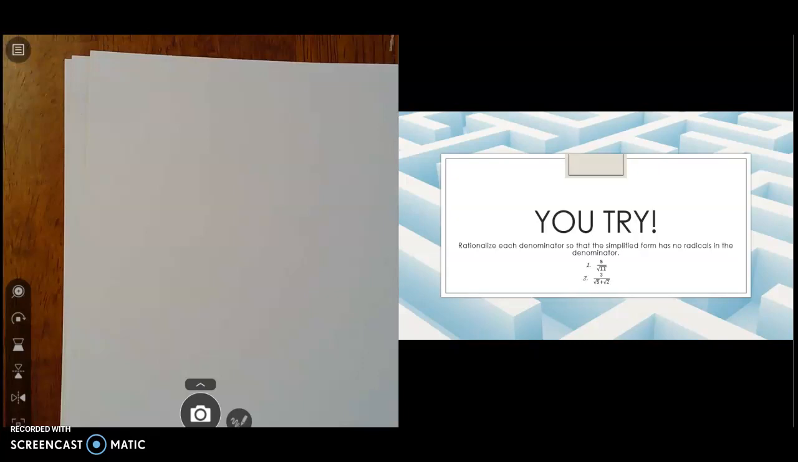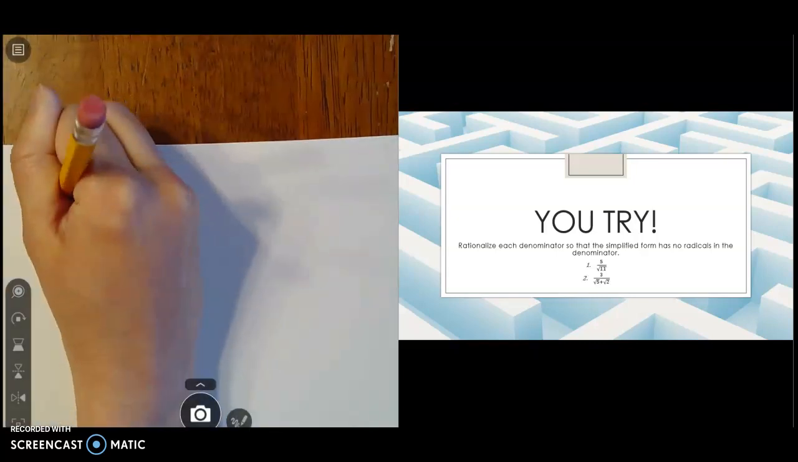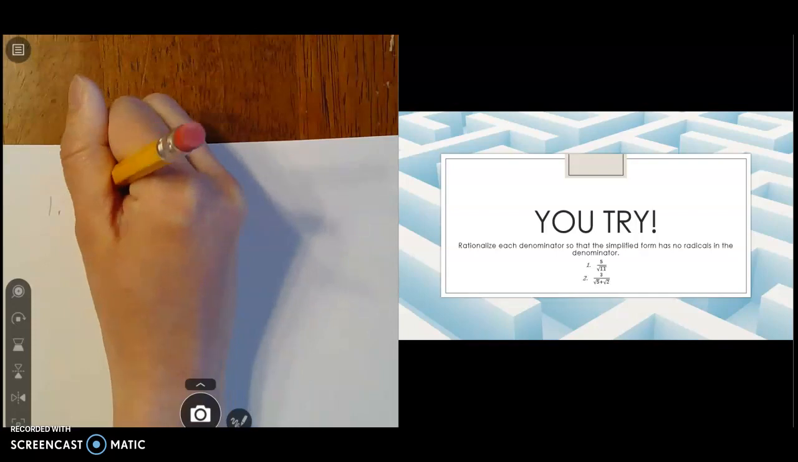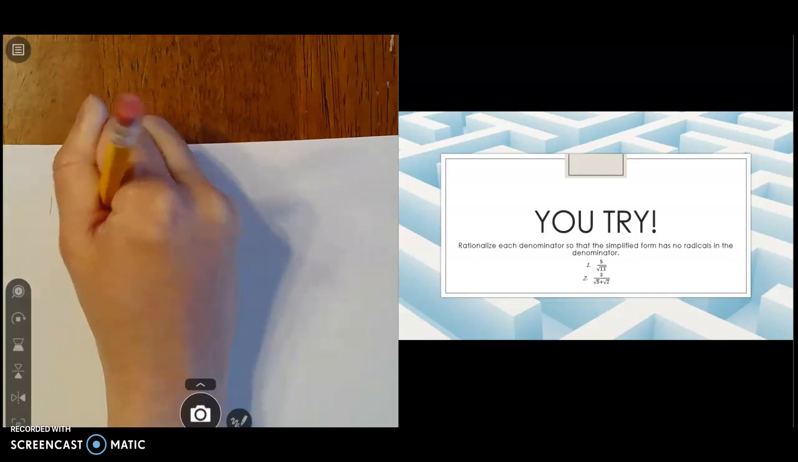Hi, you all just finished a U-try where you got to rationalize each denominator so that the simplified form has no radicals in the denominator. The first one I gave you just has a single radical in the denominator. It was 5 over the square root of 11.